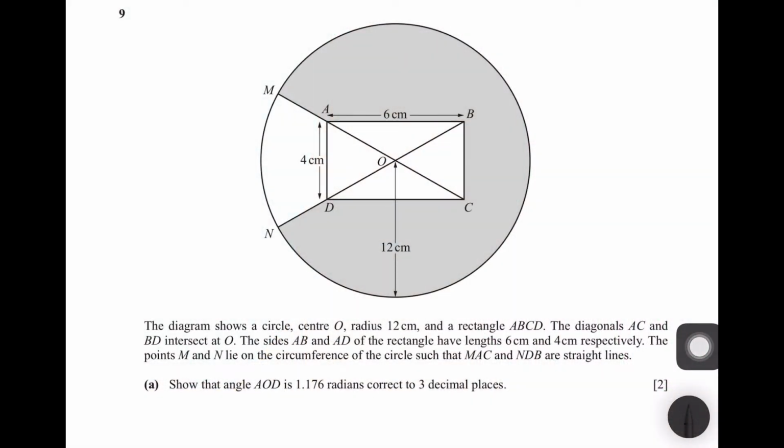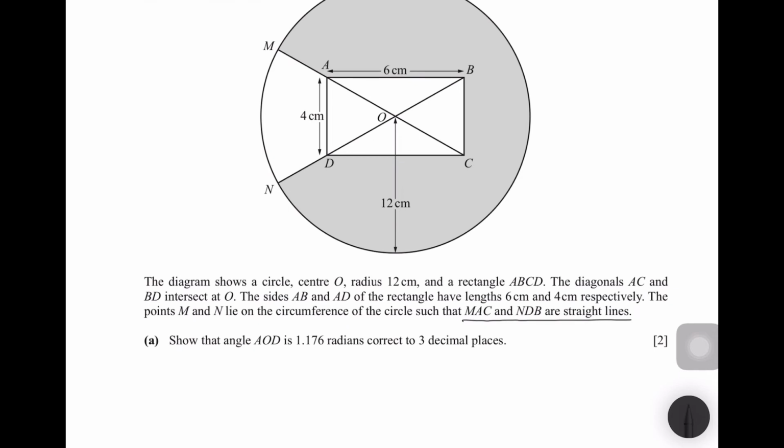Okay, the diagram shows a circle, center O, radius 12 centimeter, and rectangle ABCD, the diagonals AC and BD intersect at O. The sides AB is 6 centimeter and AD is 4 centimeter respectively. The points M and N lie on the circumference of the circle such that MAC and NDB are straight lines. Show that angle AOD is 1.176 radian. That means this angle we need to find out.